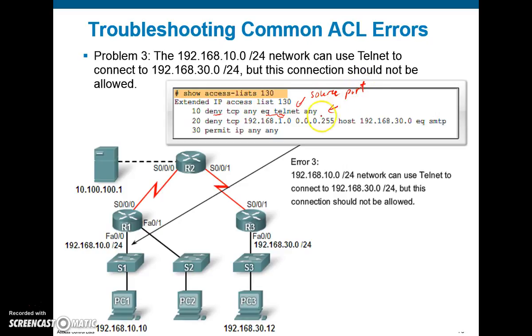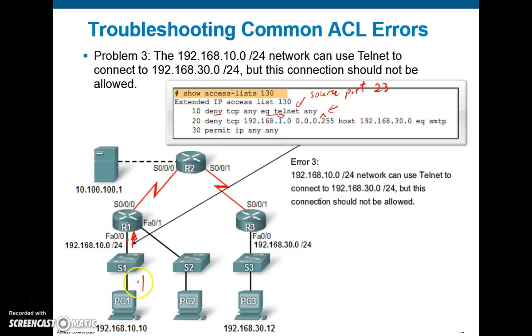The destination port is empty, so for the destination port we don't check. We only check the source port. So we are denying all the TCP packets where the source port is equal to port 23, which is the telnet port. But when we apply this ACL, the packets going in here.